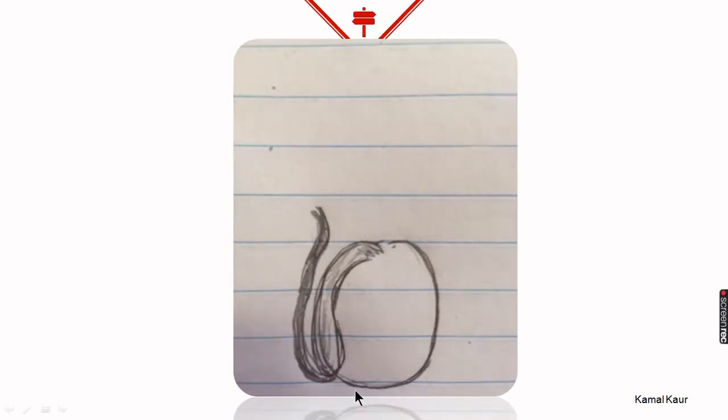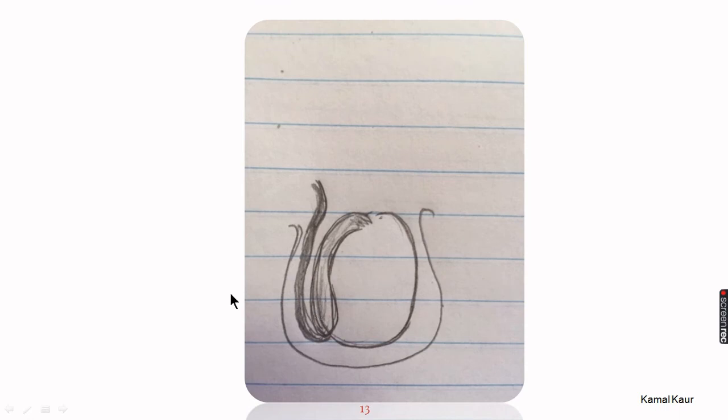The duct which is coming out of the testis is the vas deferens. So you can shade these two parts. Around the testis, there is scrotum present. So all around the testis, we have made this part which is the scrotum.